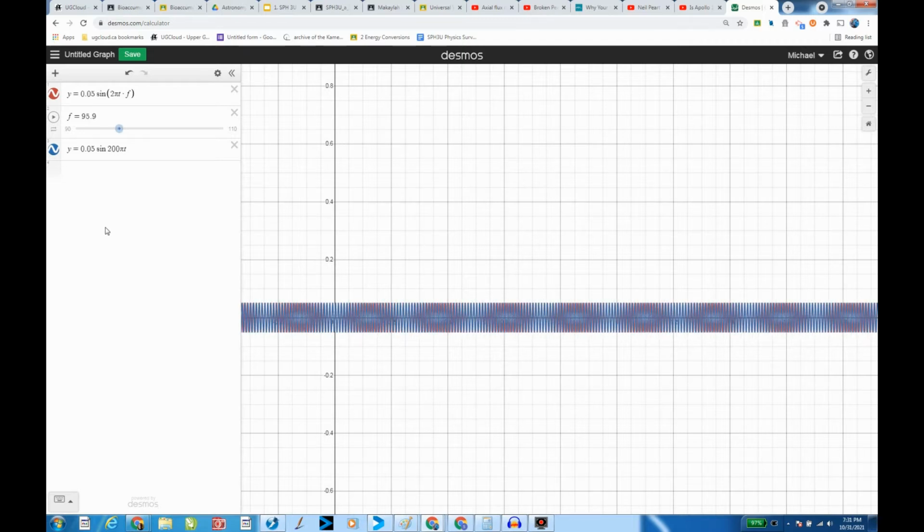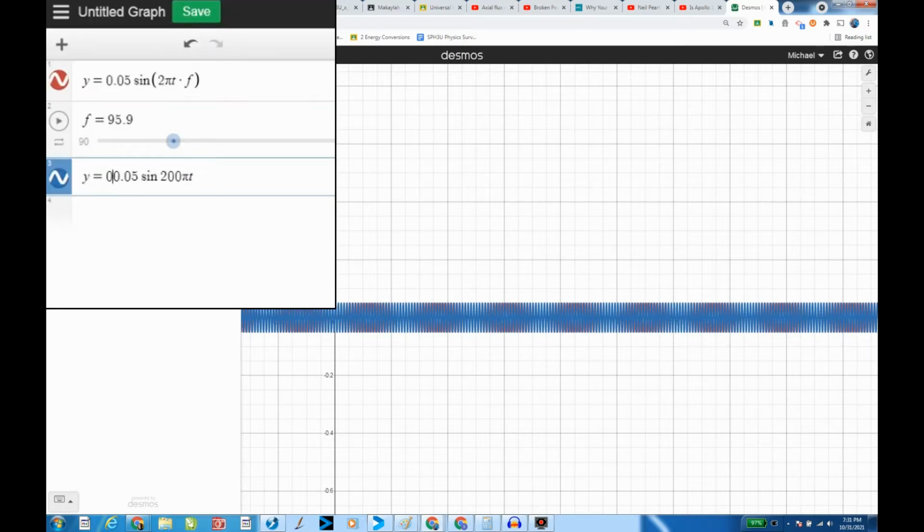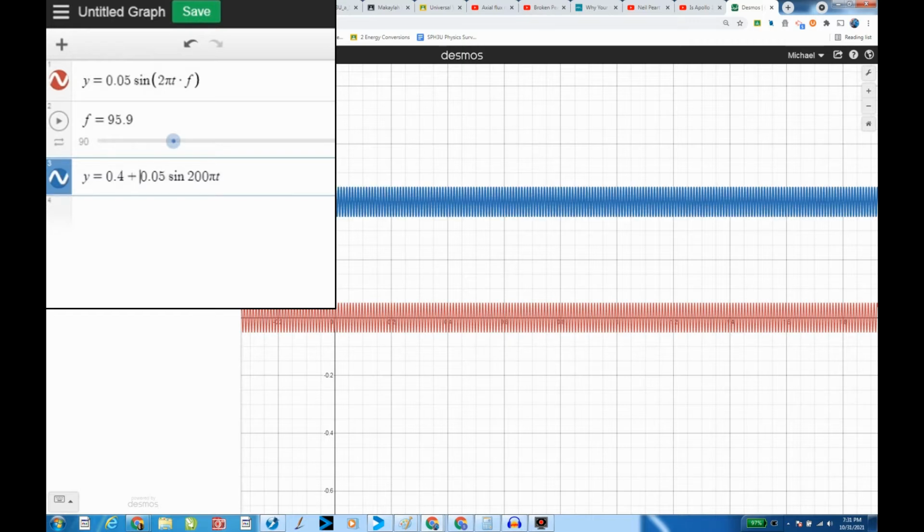So what I need to do is get these waves off of being on top of each other. So what I'll do is I'm going to move this first wave up. I'm going to move it up to 0.4. So we'll just go 0.4 plus. Should do it. Now it's up out of the way. The other wave, I'm going to move up to 0.2.